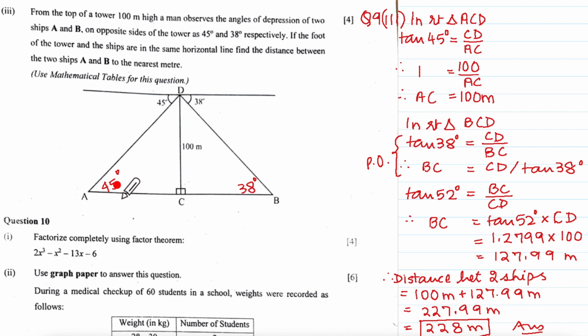Okay, so now tan 45 will be CD upon AC, and tan 45, we know the value is 1, so 100 upon AC, and that gives AC equal to 100 meters. Okay, now when we take this second triangle, tan 38 will be CD upon BC. Now when we substitute, we will get BC equal to CD upon tan 38.